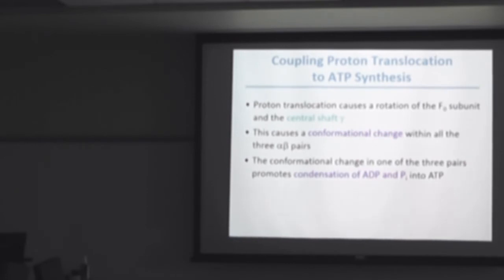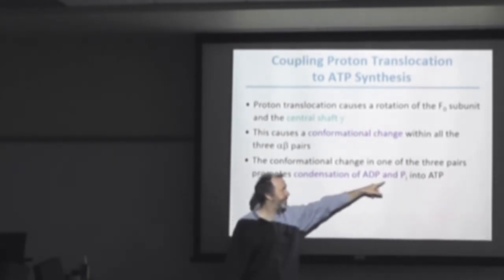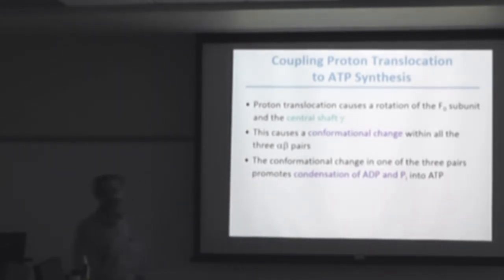So, coupling proton translocation to ATP synthesis. The proton translocation causes a rotation of the F0 subunit and the central shaft gamma. This causes the conformational change within all the alpha-beta pairs. So as you rotate that shaft, it causes that conformational change in those alpha-beta pairs on the F1 subunit. A conformational change in one of 3 pairs promotes the condensation of ADP and phosphate into ATP.